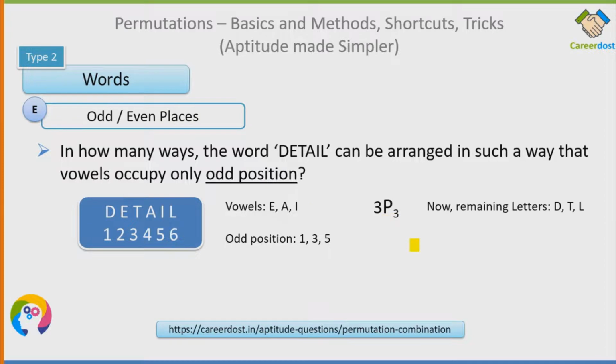Now the remaining letters are D, T and L. So they can be arranged in 3 factorial ways. So the answer to this question would be 3P3 into 3 factorial. Once you solve this, you will know in how many ways the word DETAIL can be arranged in such a manner that the vowels occupy only the odd positions.